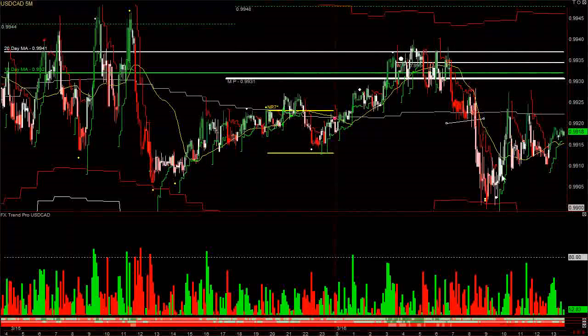We're short this at 20. We made 15 pips. So again, if you took every one of these trades today, more than likely you broke even or made a few pips on this, and this is probably the worst example I have today.